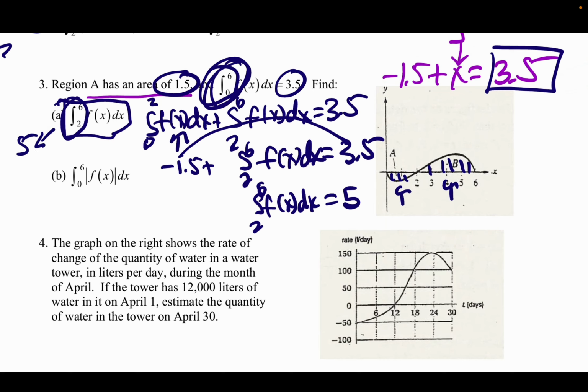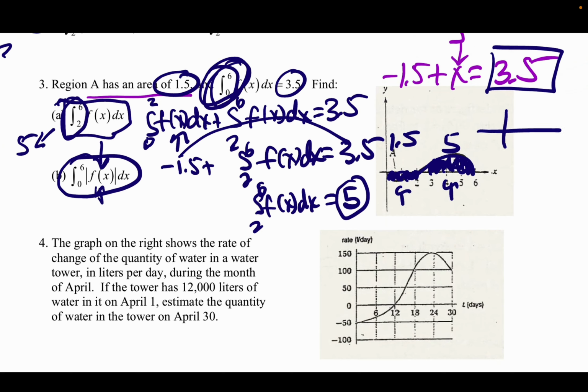Now they want the absolute value from 0 to 6. So if they're talking about the absolute value of f of x, what does absolute value do to positives? This part, it does absolutely nothing. That's still what you get right here, which is 5. And what does it do to this part? It makes it positive 1.5. In fact, the picture would look like this. It would flip this part up and add it to this part. So the integral would add the 1.5 to the 5. So that would be 6.5.